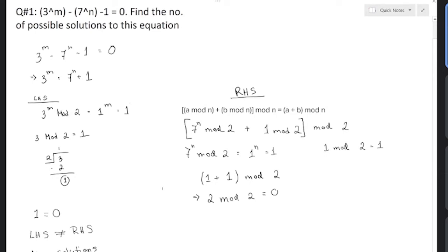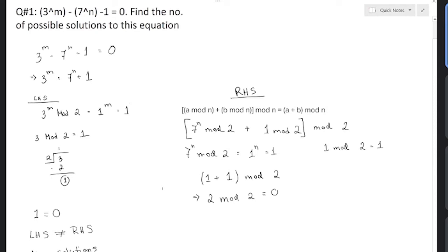Equation we will be mod. So let's take mod 2 to solve the left hand side first. So 3 to the power m mod 2 will give you 1 to the power m, because 3 mod 2 is 1, because if you divide 3 by 2 you will get 1 as your remainder, right? And 1 to the power m, 1 to the power anything will always give you 1. So basically we are getting the answer as 1 for our left hand side.